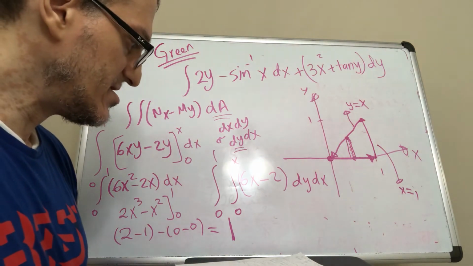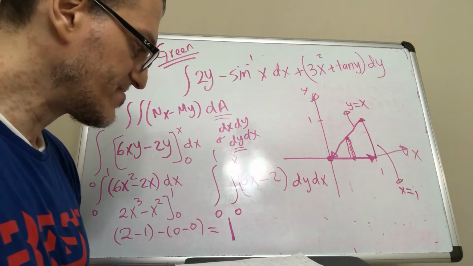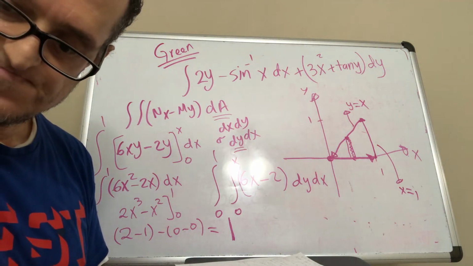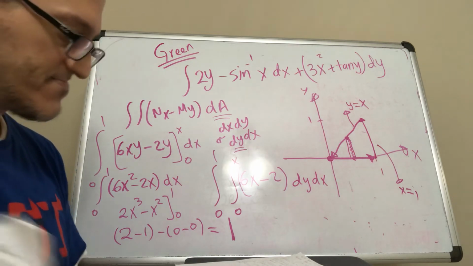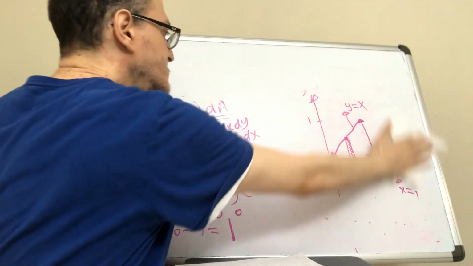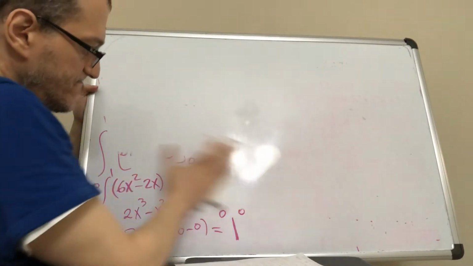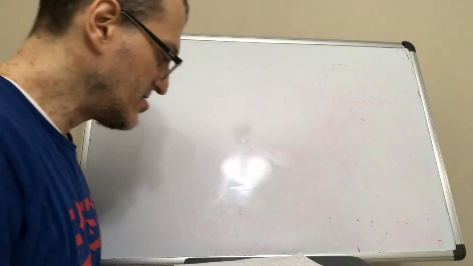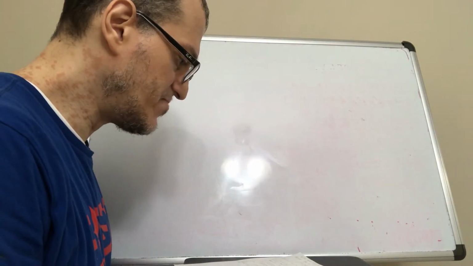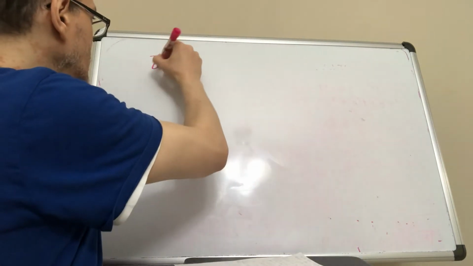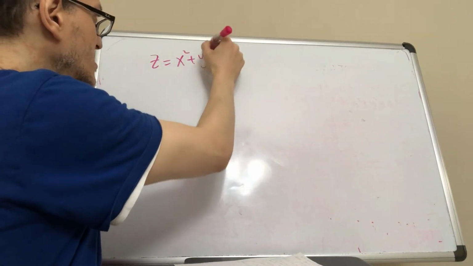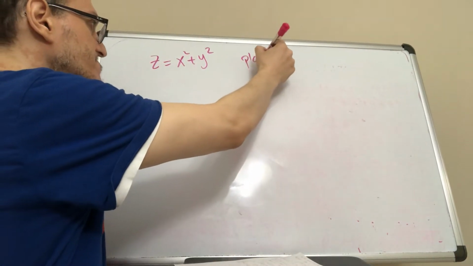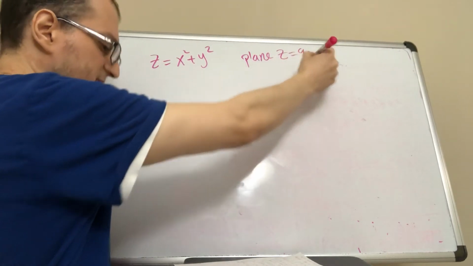There is also find the surface area. Okay, so we'll do the surface area. Find the surface area of part of the paraboloid z equals x squared plus y squared that lies under the plane z equals 9.